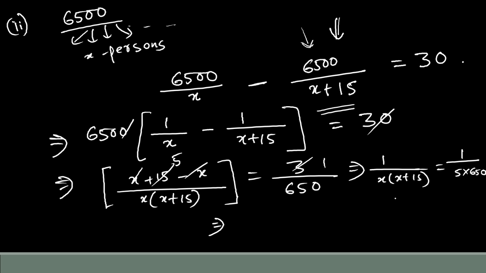So if you take it to the other side, you get x square plus 15x minus, what is 650 times 5? It is 3250. If you do the calculation, you will get this equation basically: x square plus 15x minus 3250 equals 0. Let me write this equation here. x square plus 15x minus 3250 equals 0.